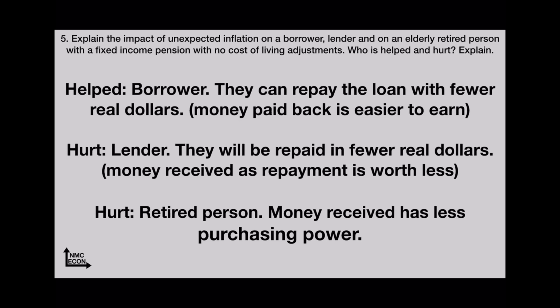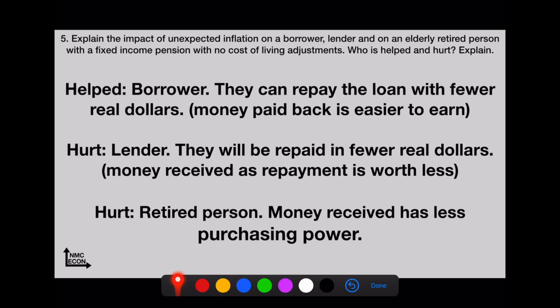Now, the retired person is definitely hurt. That's because the money they're receiving on this fixed income pension or Social Security payment, whatever it is, although, of course, Social Security is adjusted for inflation. Let's say it's not. That means they can buy less stuff with each monthly check of whatever, $1,000, right? Inflation's happening. They can buy less stuff. So there you go. Helped is the borrower, hurt is the lender, and hurt is the retired person.